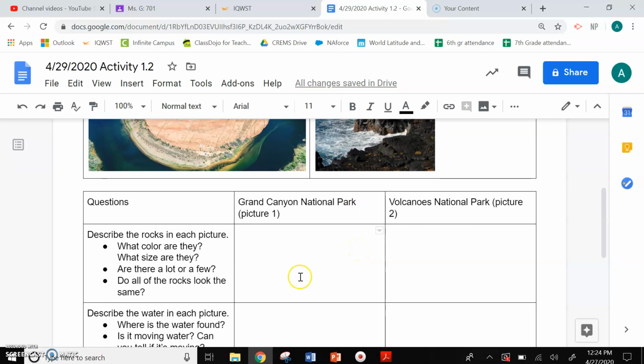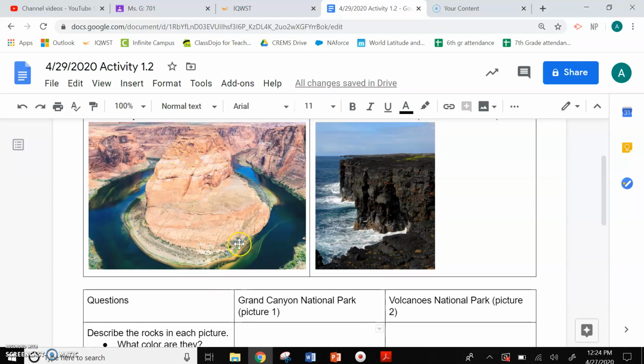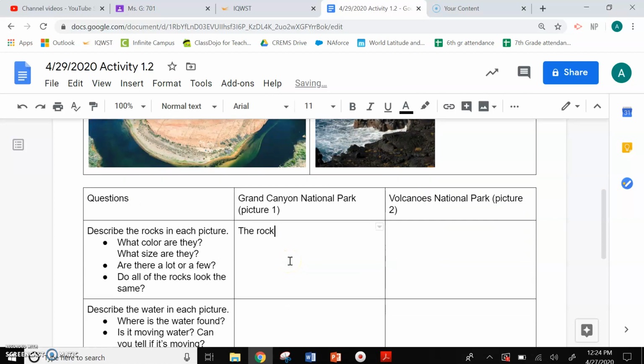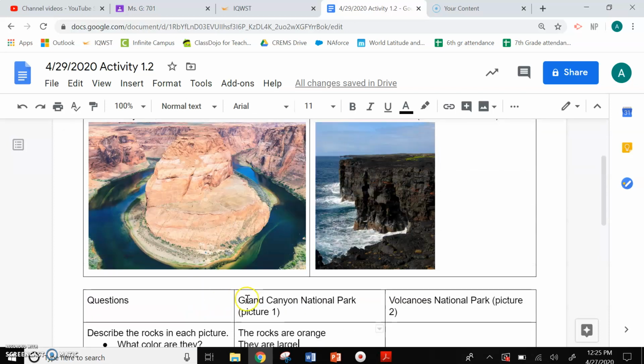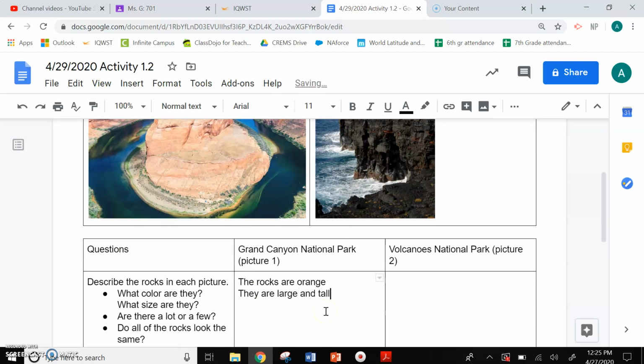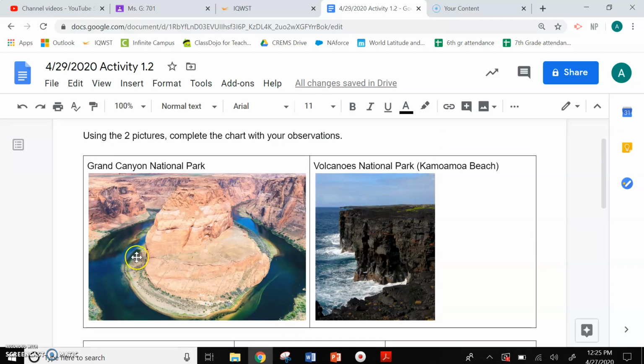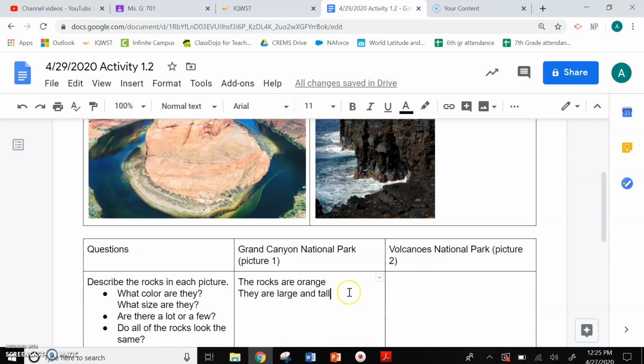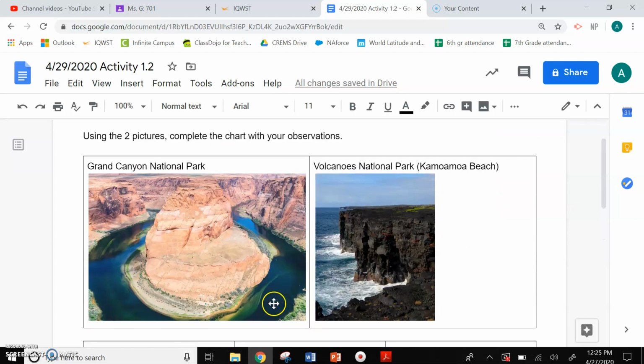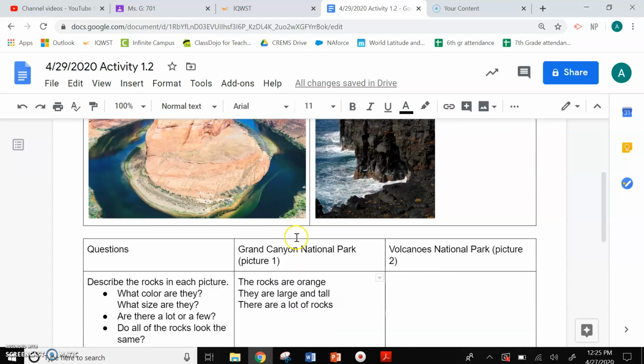So it says describe the rocks in each picture. To me, they look like an orangey color. So I'm going to say the rocks are orange. If you can hear Pop-Tart, I'm sorry. The rocks are large. I can see that they look pretty tall. Now, I would say that there's a lot of rock here. It's not a lot of little rocks, it's a lot of really large rocks. And they look pretty similar in color, but they're not all the same shape.